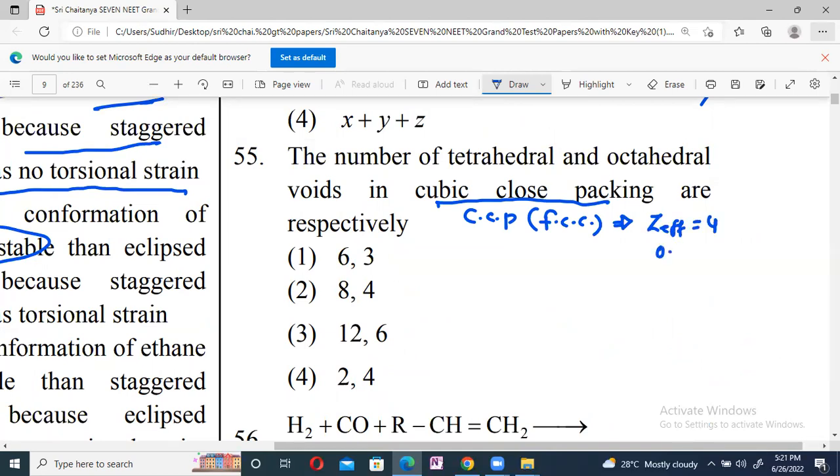Z effective 4 means octahedral voids are 4, but you know tetrahedral voids are double of it, that is 8. They are asking tetrahedral voids and octahedral voids. Tetrahedral is 8, and octahedral is 4. 8 comma 4. Second option.